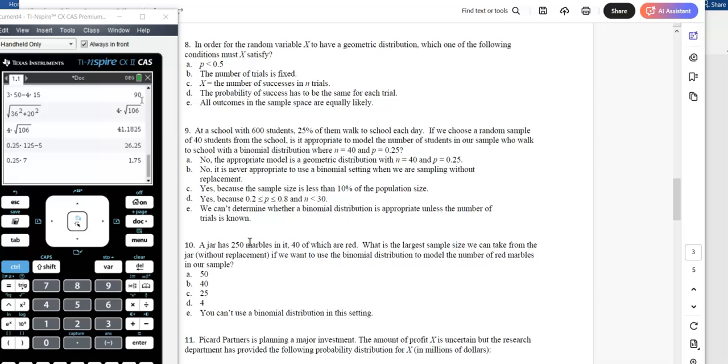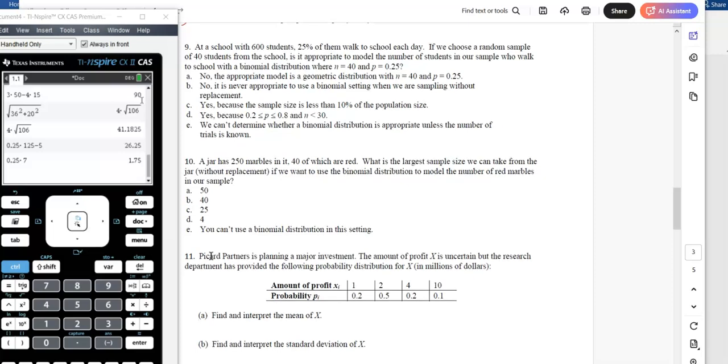In order for the random variable X to have a geometric distribution, which one of the following conditions must X satisfy? Okay, let's get rid of the bad answers. Like that one doesn't make sense. No, for geometric, that's for binomial. N trials, we don't have N trials. We don't have a set number of trials. Outcomes, failure could be different than this one. This has to be it. Probability of success has to be the same for each trial. That's true. P is the same. It's one of the requirements for BINS. And again, N is not part of geometric, but that one is.